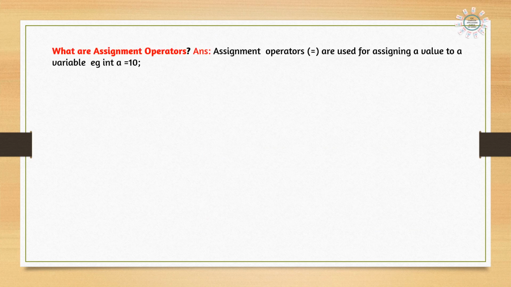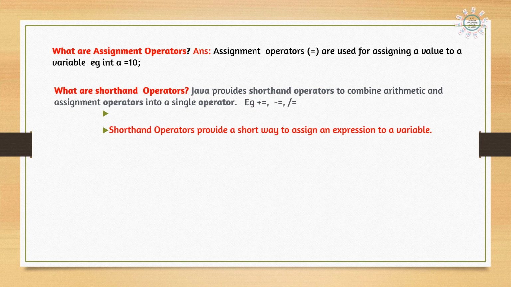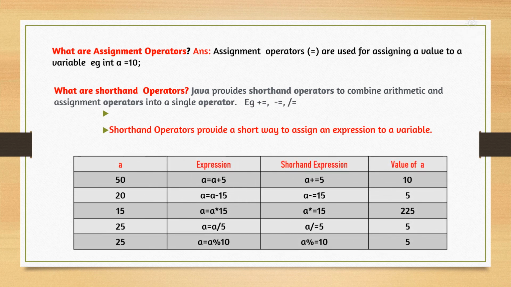You have to study the definition of the assignment operator, that is the equal sign for assigning a value, and the shorthand operator. Shorthand operator, with example you have to study. It provides a short way to assign an expression to a variable. Here the expression is A is equal to A plus 5. If you want to write it in shorthand form, one condition is there: before and after the equal sign, the same variable should be there. Then only we can write in shorthand. So A is equal to A plus 5 can be written as A plus equal to 5.